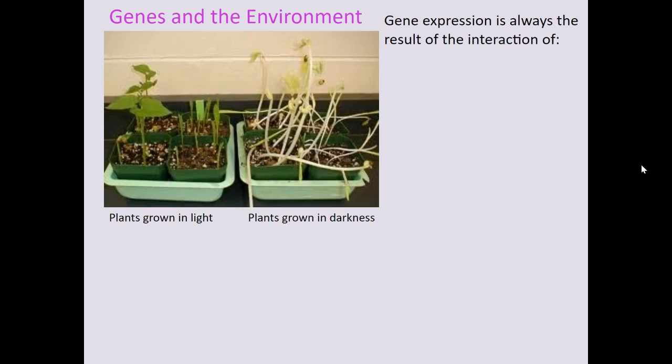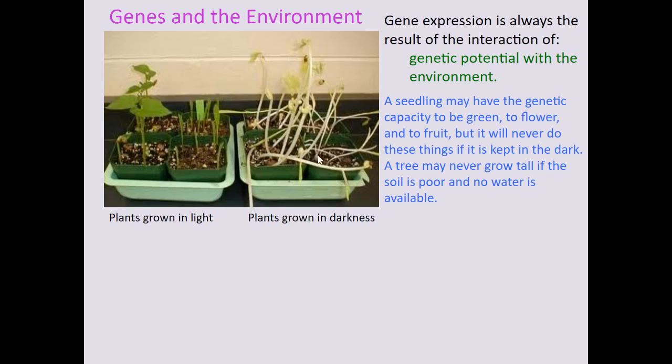So we've talked a little bit about gene expression before when we discussed protein synthesis. Now, gene expression tells us that genetic potential typically has to do with the environment to which that organism is exposed. You can see here in the example with our two plants, a seedling may have the genetic capacity to be green, as well as to flower or to produce fruits, but will never do so if it's only kept in a darkened area. So a tree may never really grow tall if the soil is poor and no water is available.